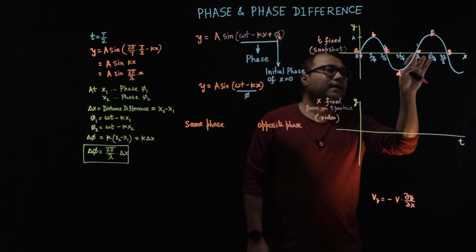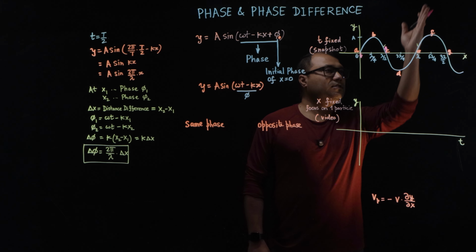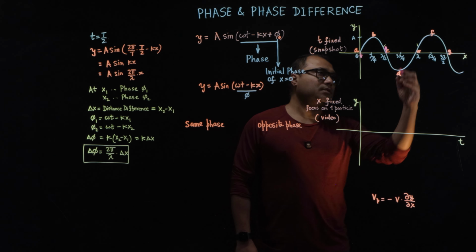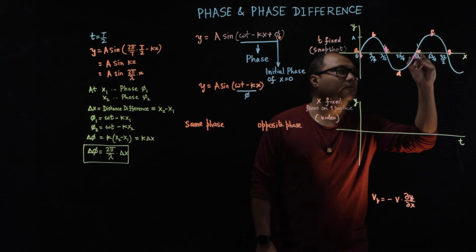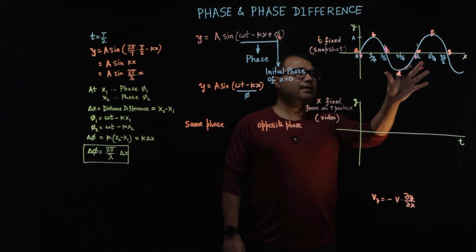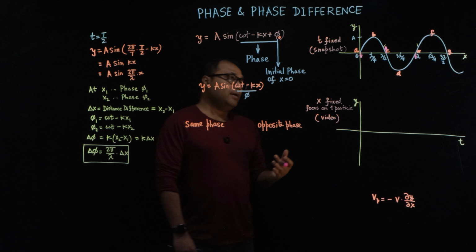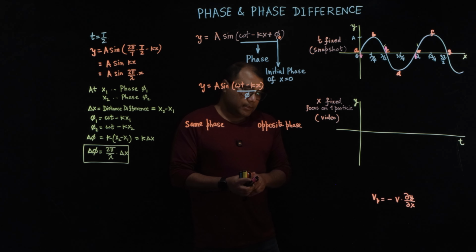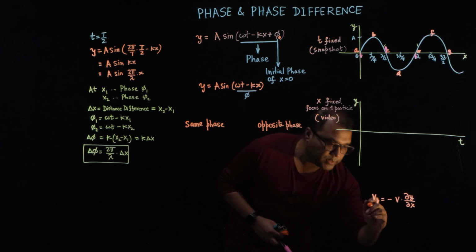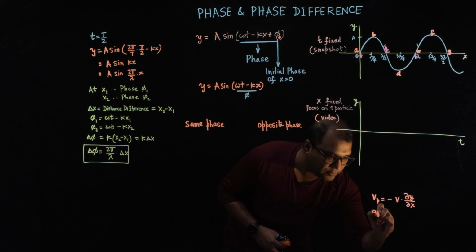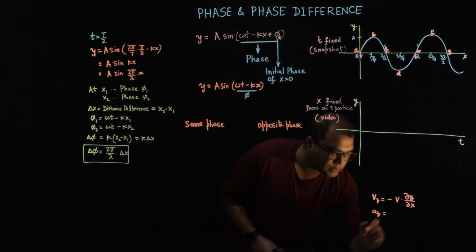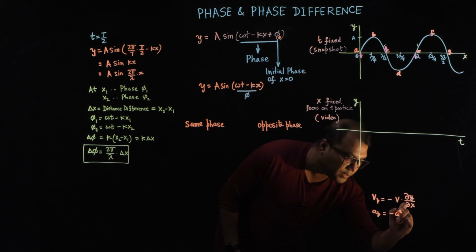Now, if I look at E, E has positive slope, which means the velocity vector is downward. So A and E could be in the same phase. Let's look at acceleration. Similarly, in the last lecture, we talked about the acceleration of a particle being minus omega square y.